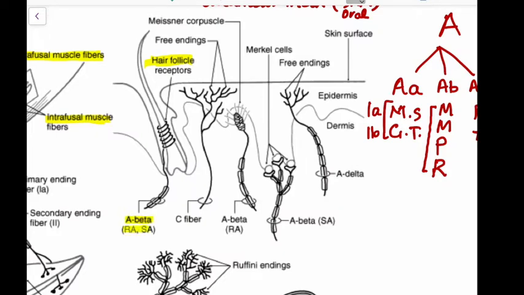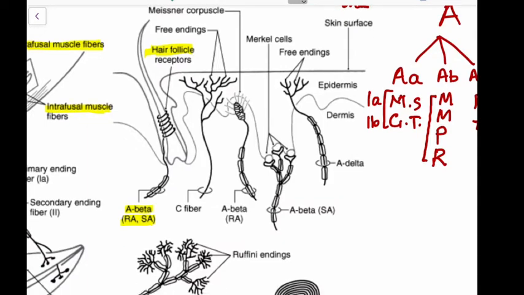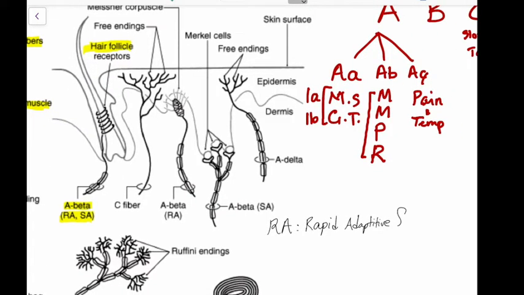And down here we have RA and SA in most of these, and I will just explain that real quick. RA stands for rapidly adapting. So if the receptor gets an increase in stimulus, rapidly adapting will shut down. So RA, they adapt rapidly, basically, and they're able to figure out that this is too much stimulus, and they will shut off.